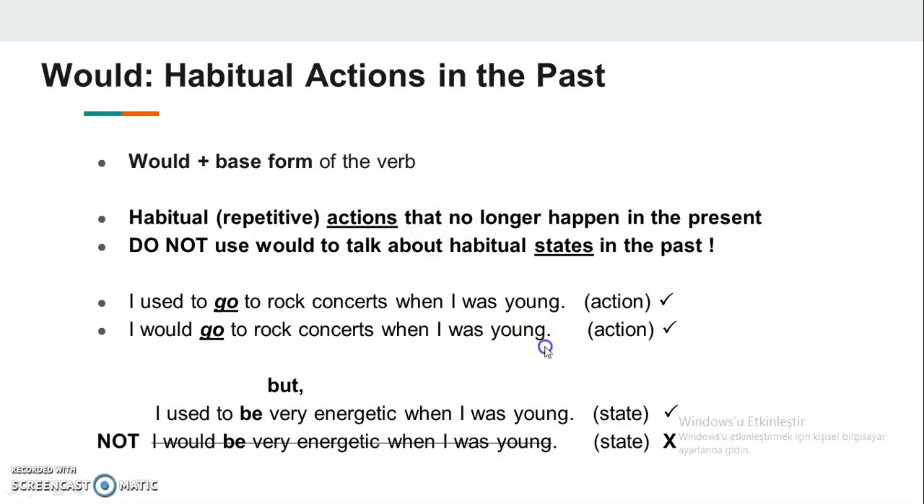So let's have a look at the examples here. We can say, I used to go to rock concerts when I was young. This is correct. We can also say, I would go to rock concerts when I was young, because these are both actions. But even though I can say I used to be very energetic when I was young, I can't say I would be very energetic when I was young, because be is a state verb here.